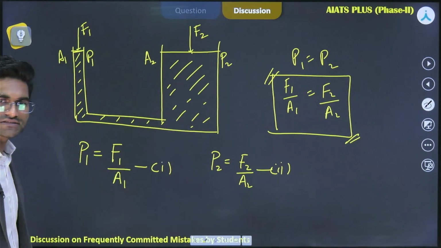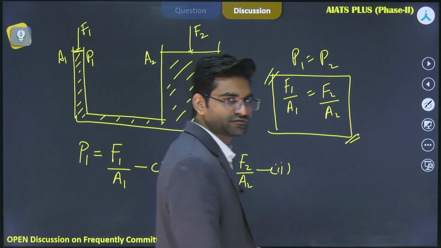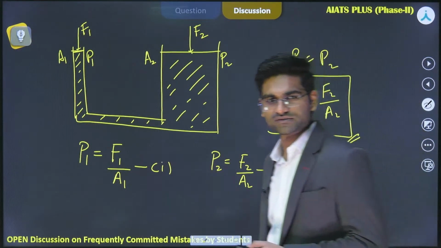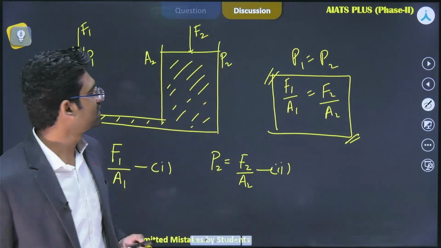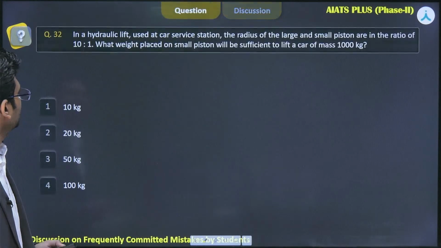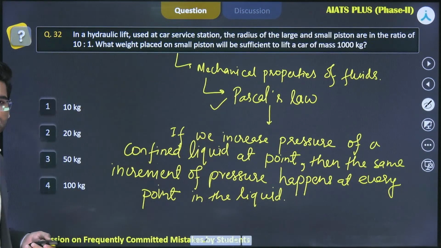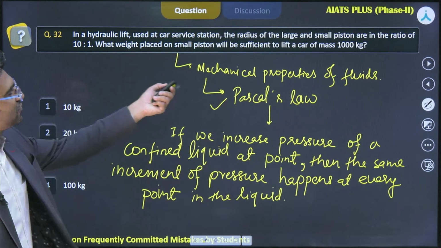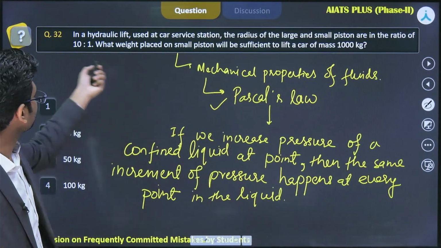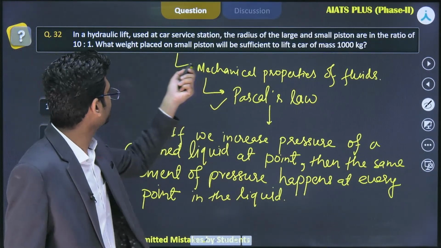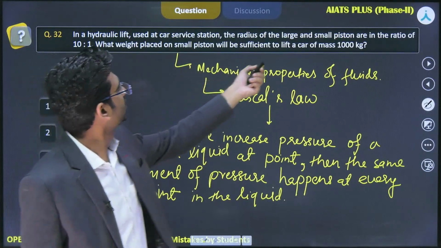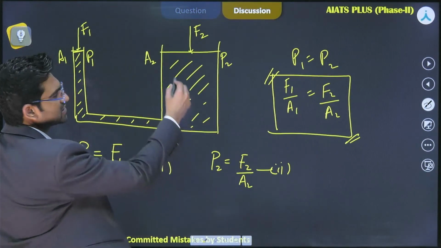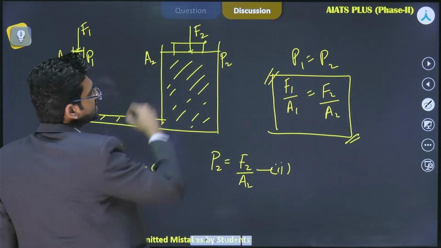So now can we put these values here? First you have to analyze the question: what is F1, what is F2, what is A1, what is A2, then only we will be able to solve this question. Okay, so you are giving me 10 kg as answer. Option 1, let's see. So radius of the large and small pistons are in the ratio 10:1, and how much weight we have to apply on a smaller piston to lift a car of mass 1000 kg. Now let's see. So car is of 1000 kg, right? So I am putting 1000 kg here.